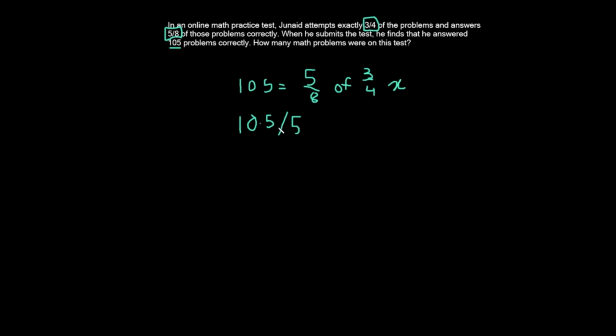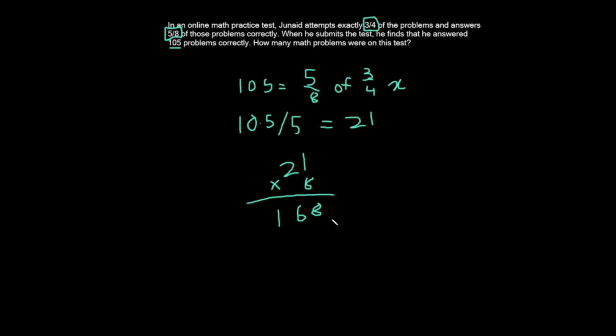Okay, so now that we wrote that down, we know that 105 divided by 5 is 21, and that is 1/8 of 3/4 of the problems, not 5/8. So let's multiply 21 times 8 to get exactly 3/4 of x, which is the total amount of problems. So this would be 168.